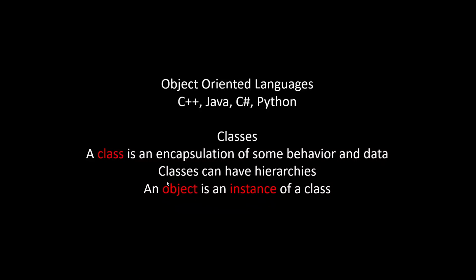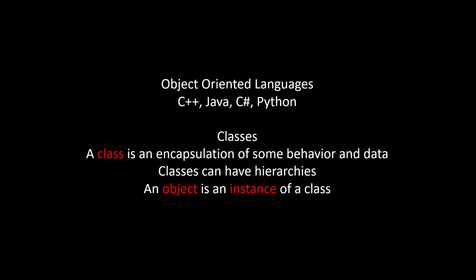Right? So encapsulation of behavior and data. Behavior are the methods or the functions. Data are the variables, and we'll see more about variables next time. Furthermore, classes can have hierarchies, right? Sometimes this hierarchy is called inheritance. You inherit from your parent class some variables, for example.